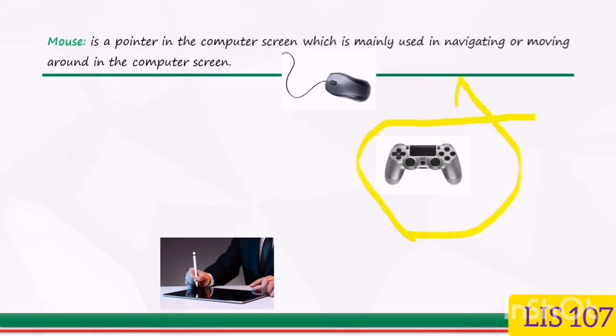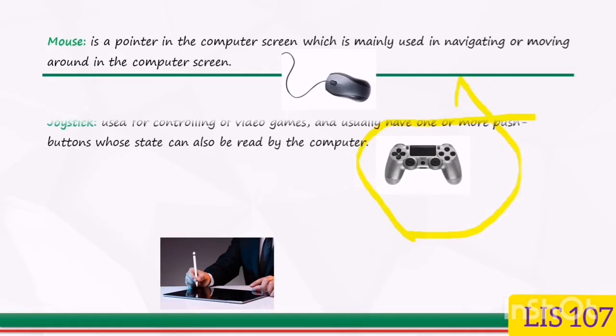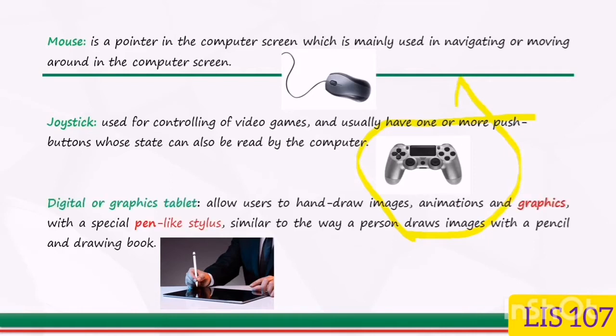Now, let's look at our other input devices. We have a mouse. A mouse is a pointer like this. This is a mouse. It's a pointer on the computer screen. We use it mainly for navigating or moving around the computer screen.